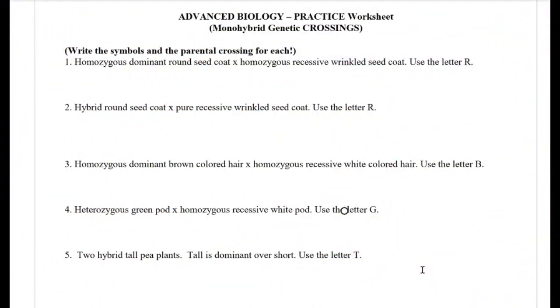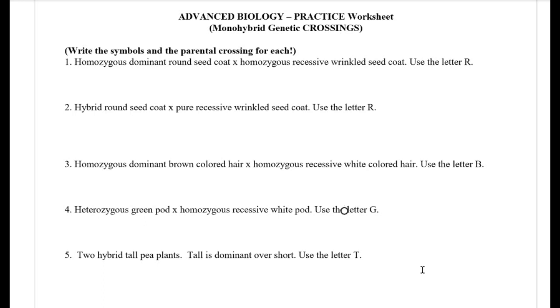Welcome. We're going to start monohybrid crosses, and there are two different worksheets that we're going to be going through. The first one is crossings, and this one's going to be very basic. We're going to look at symbols, parents, and then some basic Punnett squares. The next worksheet will actually build on that, so we just want to get the foundation.